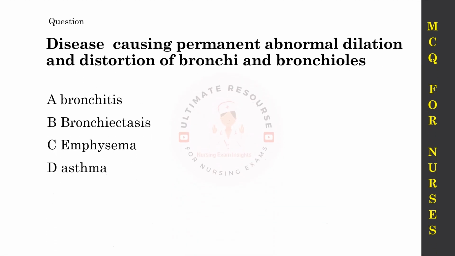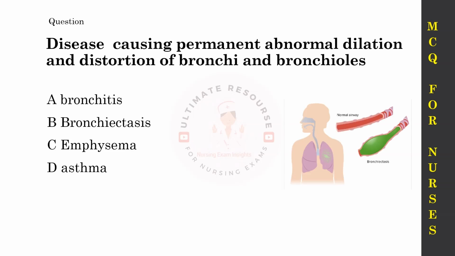Disease causing permanent abnormal dilation and distortion of bronchi and bronchioles. Options are A. Bronchitis, B. Bronchiectasis, C. Emphysema, D. Asthma. Answer is B. Bronchiectasis.